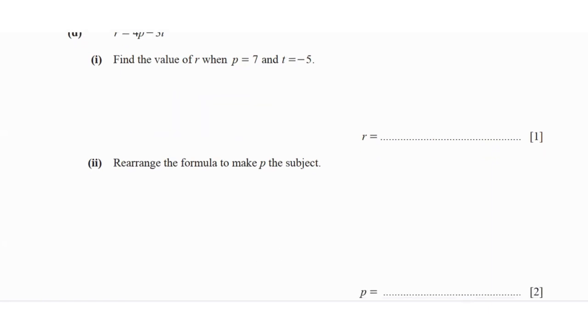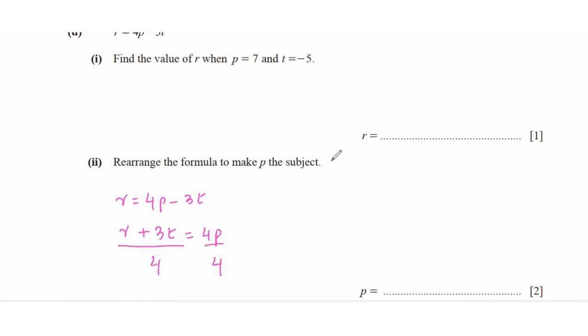Then rearrange the formula to make P the subject. So r equals 4p minus 3t. We first bring 3t to the other side, so it's going to be r plus 3t equals 4p. Then we divide both sides by 4. So r plus 3t over 4 equals p.